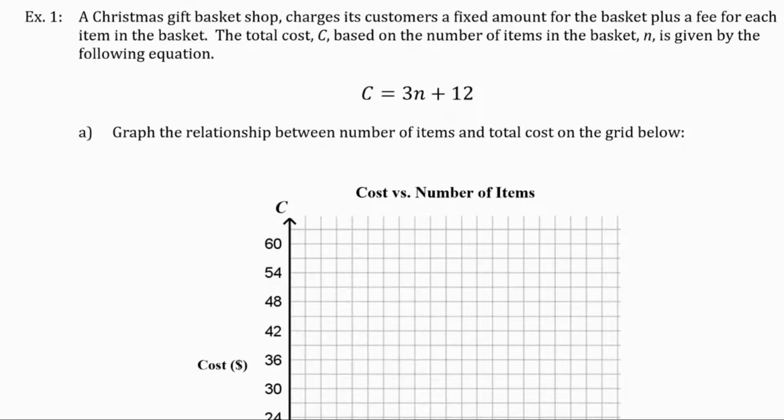A Christmas gift basket shop charges its customers a fixed amount for the basket plus a fee for each item in the basket. The total cost, C, based on the number of items in the basket, N, is given by the equation here. Now, before we move on, I want to make sure that everybody understands what this is talking about. You have probably seen these gift baskets.